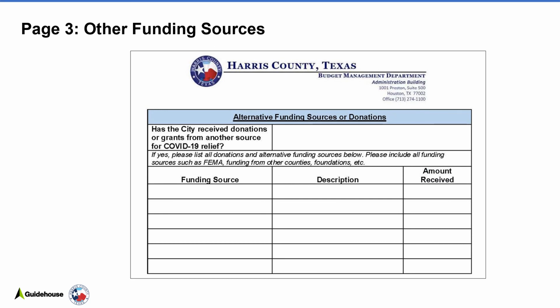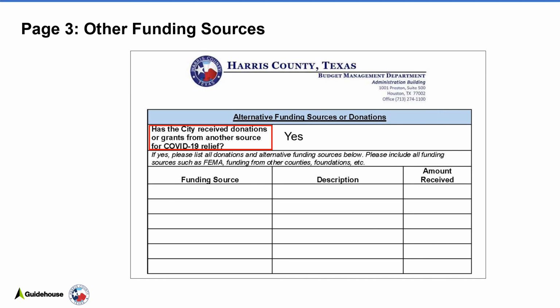When you see the alternative funding sources section, don't panic. We are not going to reduce your reimbursement based on the information here. We just need to understand your alternative funding sources specific to COVID-19 relief efforts to ensure no duplication of benefits occurs. The box asking whether you have received donations or grants is fairly straightforward.